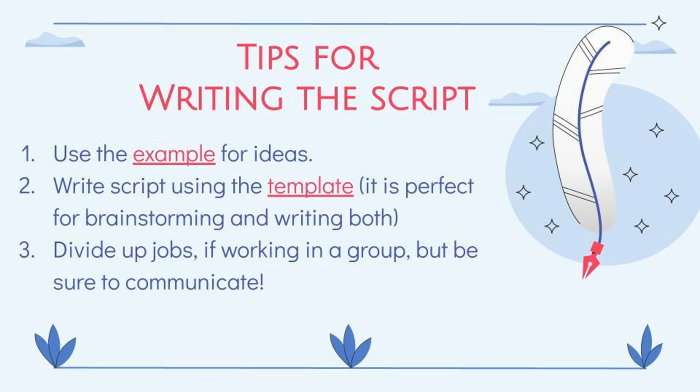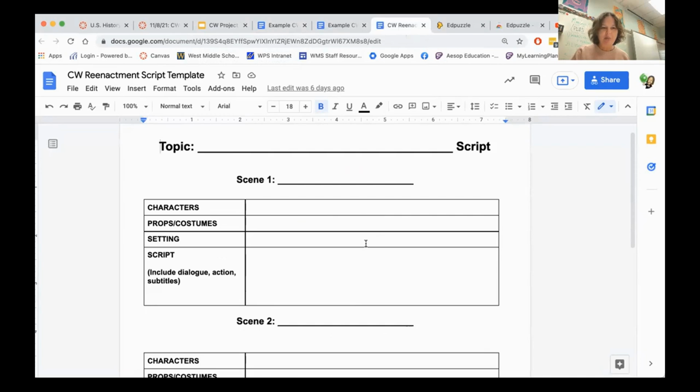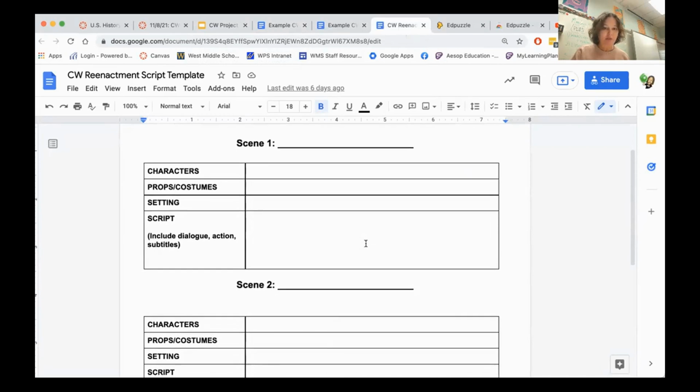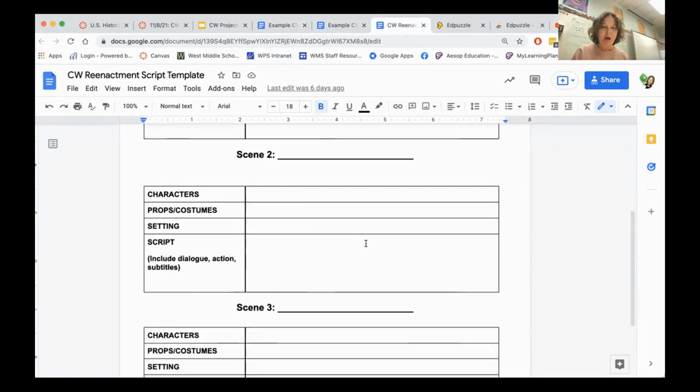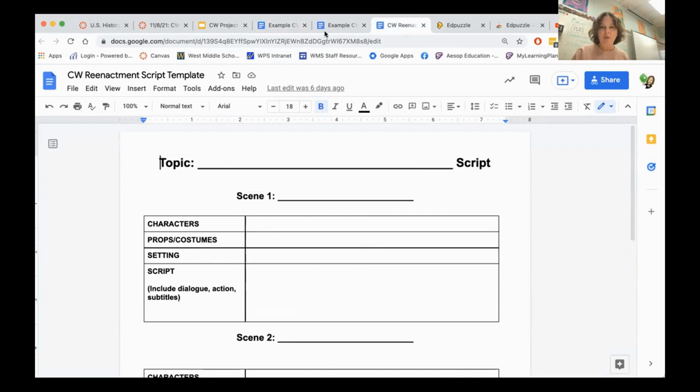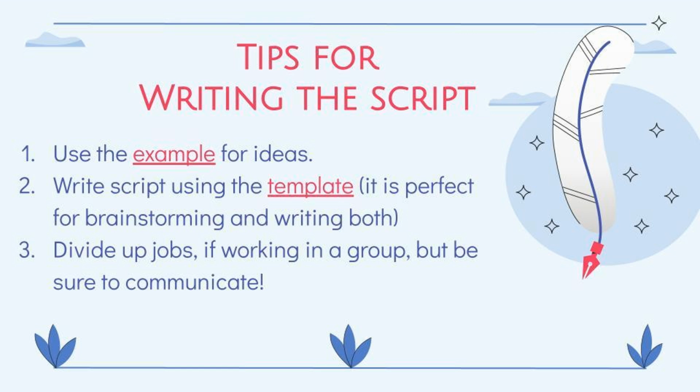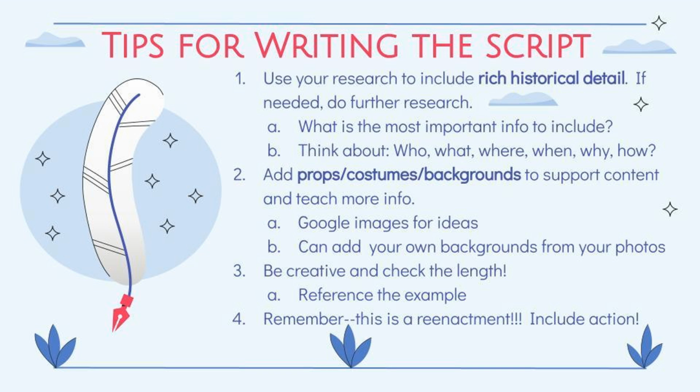Okay, so this is the template. It matches the example, so you can just write down for each scene the characters, the props and costumes, the setting, the script. And you might have 3 scenes, you might only have 2. It's kind of up to you how you want to do that. If you are working in a group, I definitely would divide up jobs, but make sure you communicate who's doing what and make sure that, for instance, if someone's doing scene 1 and someone's doing scene 2, that they make sense together.